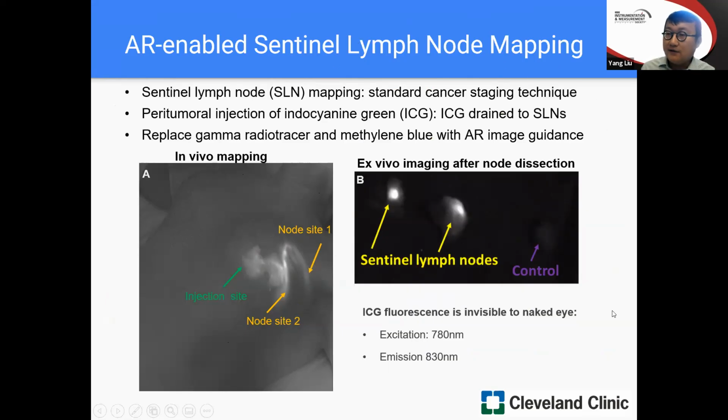This is a gold standard for cancer staging for many cancer types, including breast cancer and melanoma. So in this particular case, the fluorescent tracer is injected here, and you can see that they drain to the different nodes. And under fluorescent guidance and other image guidance, you can take out the sentinel lymph node. So ex vivo, we have confirmed that the sentinel lymph node has a higher concentration of fluorescence.